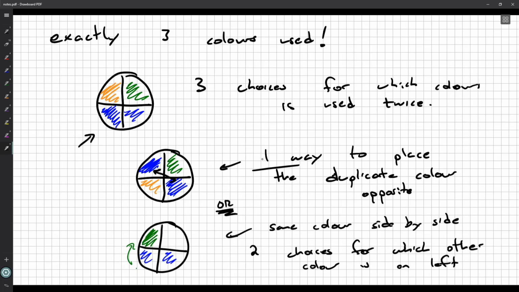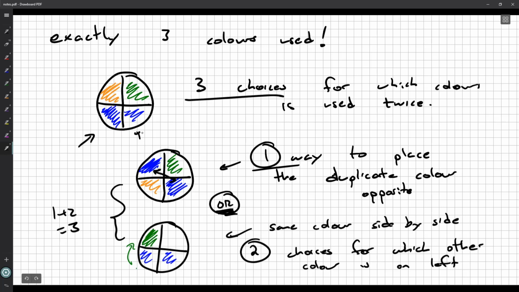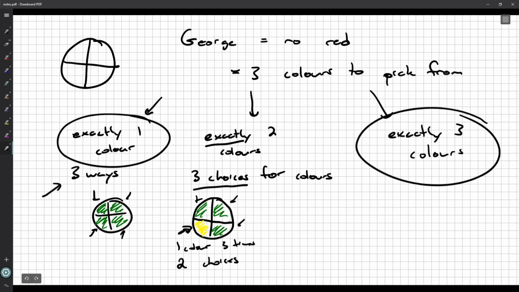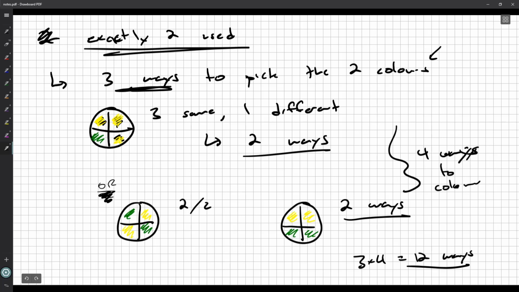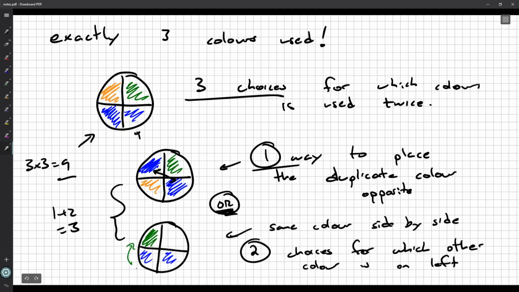So let's see what we've got here. One way for that case, or there's two ways for this case, so those get added up. So once I've chosen which color is duplicated, I've got three ways to actually color things in. So first I choose which color is used twice, and then I choose which way to color things in. Multiplication rule says multiply those together, 9. And now we can add everything together. 3 ways plus 12 ways plus 9 ways.